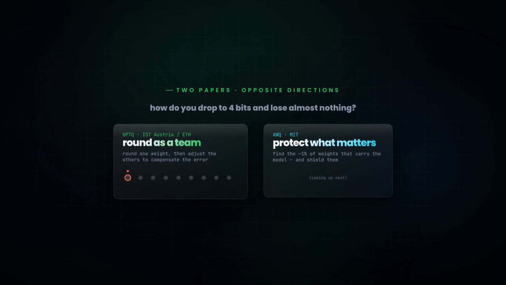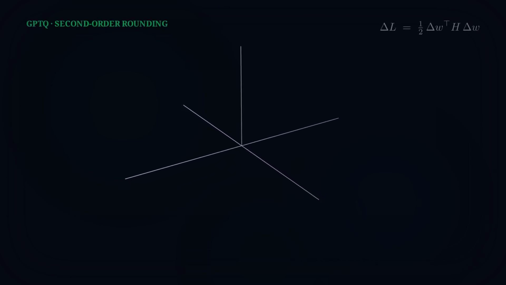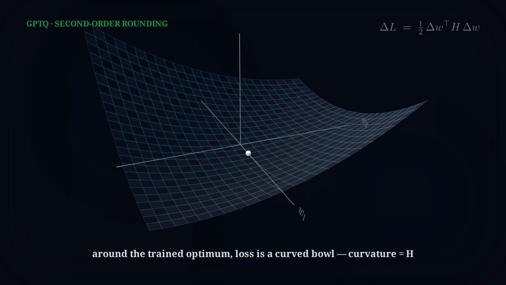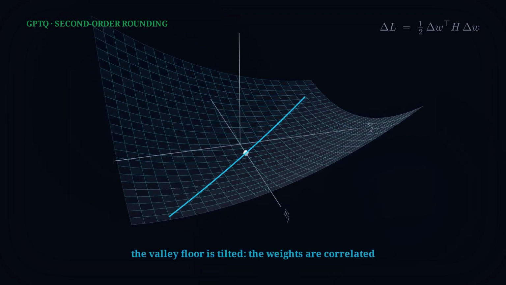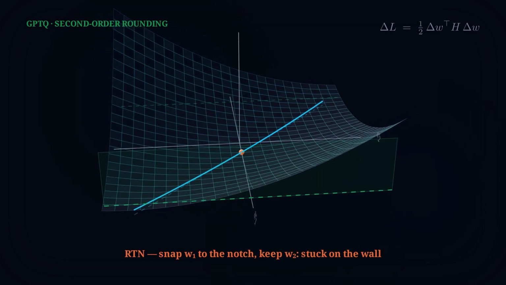First, GPTQ, out of IST Austria and ETH Zurich. Their framing: don't round each weight in isolation. Weights work as a team. When you round one weight and introduce error, you can adjust the weights you haven't rounded yet to compensate. GPTQ does this with approximate second-order information. Curvature, essentially. How sensitive is the layer's output to each weight? Solving layer by layer in one shot, no retraining.